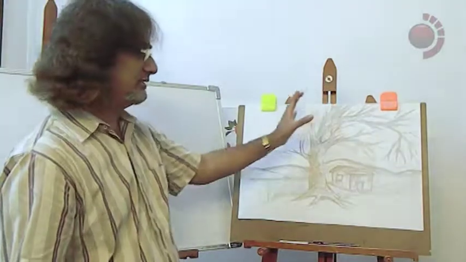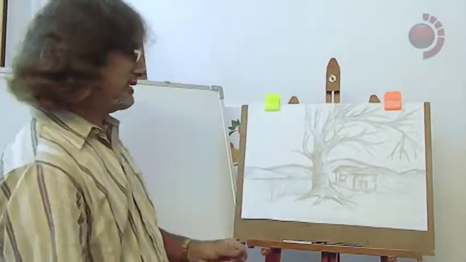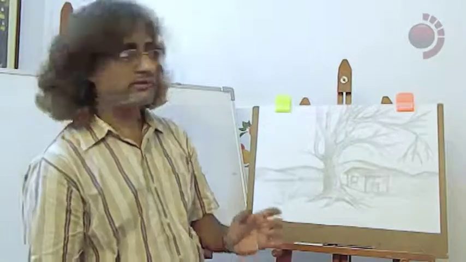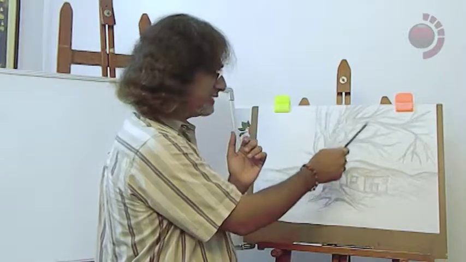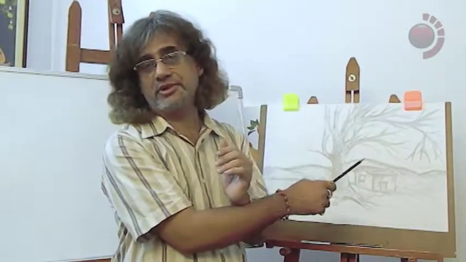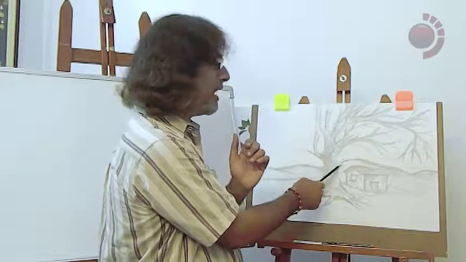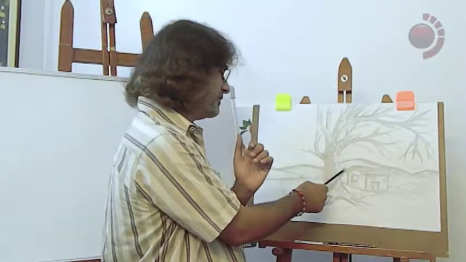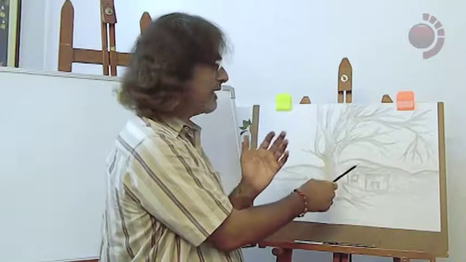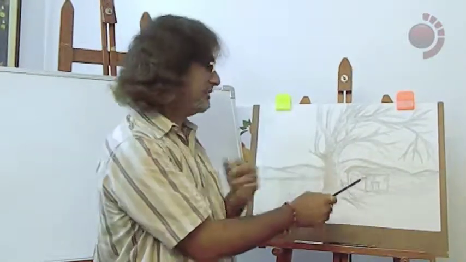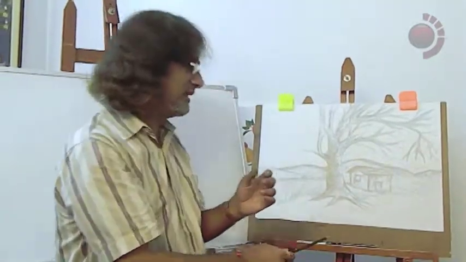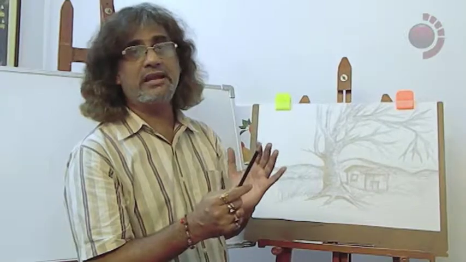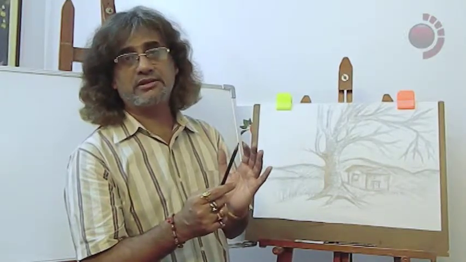Now, more or less, the whole thing has been done. Now, let us point out one by one. This is the natural object, a tree. This is a hut, man-made object. This is rather a mountain. I don't call it a mountain, rather there's a bit of hilly part behind the tree as well as behind the hut. These are the grasses. So again, as I have said before, mingling up of man-made object as well as natural object is there.